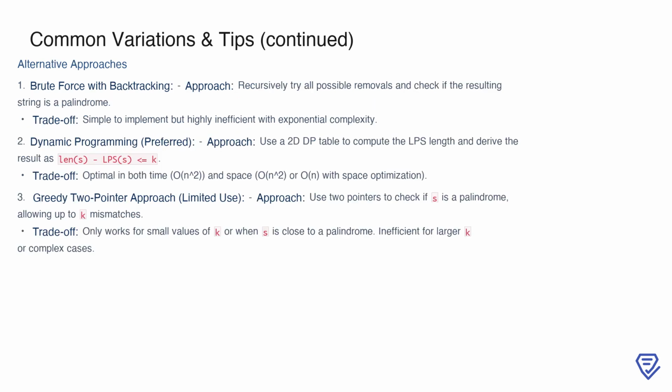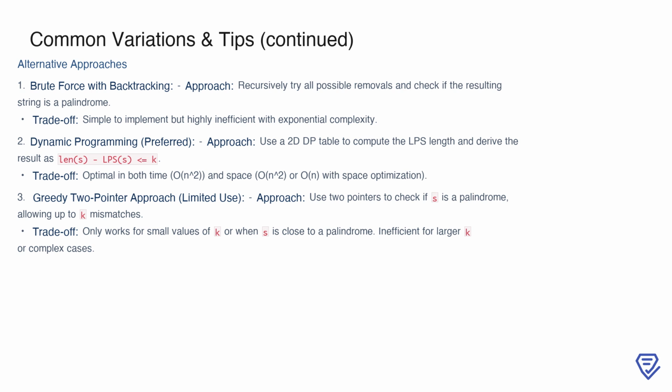There are several approaches to solving this problem, each with its own trade-offs. A brute force approach using backtracking involves recursively trying all possible character removals and checking if the resulting string is a palindrome. While simple to implement, this method is highly inefficient with exponential time complexity. A more optimal approach is dynamic programming. By using a 2D DP table to compute the LPS length, you can derive the result as len(s) minus LPS being less than or equal to k.